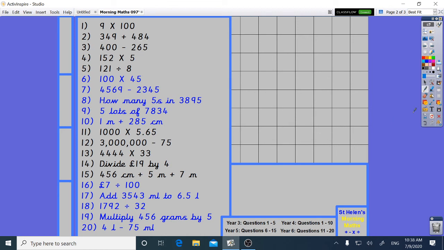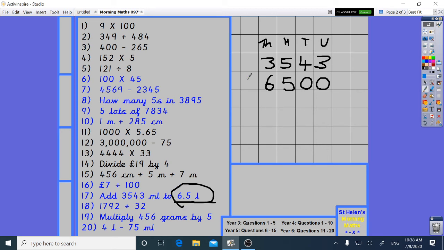Question 17. Add in 3,543 millilitres to 6.5 litres. Well, 6 litres is 6,000 millilitres. So that 6 will go in the thousands column. 6,000. 0.5, the 5 stays next to the 6. Everything's just got 1,000 times bigger when we change 6.5 into 6,500. So I've changed this into millilitres so I can make my addition work out.